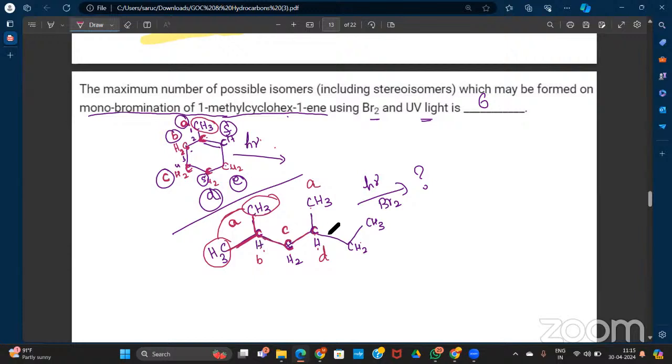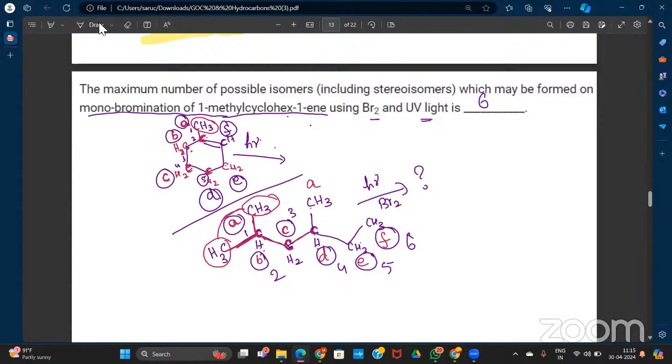So how many can you get? 1, A, B, C, D, E, and so you can get 6 monochlorinated or 6 monobrominated. Got it? So this is how you have to find out the maximum number of possible isomers. Then you have 6 isomers.